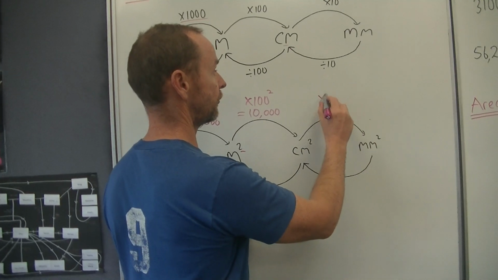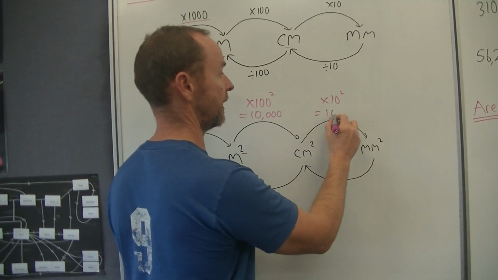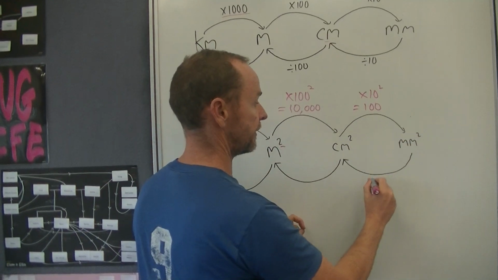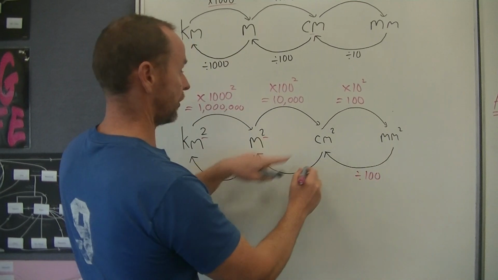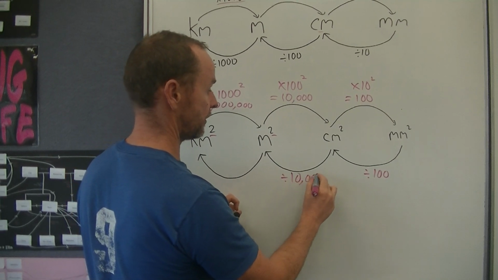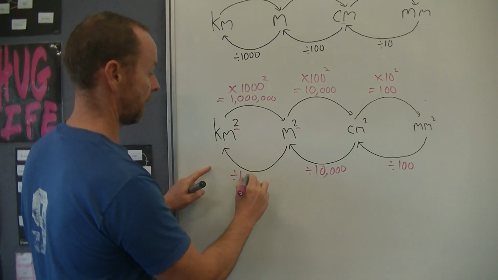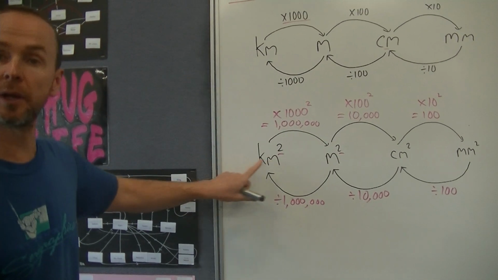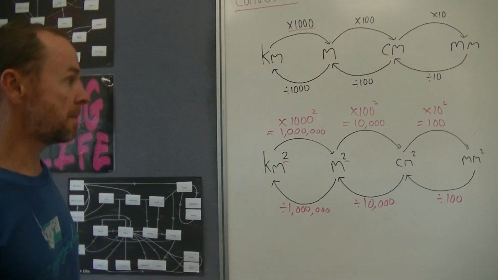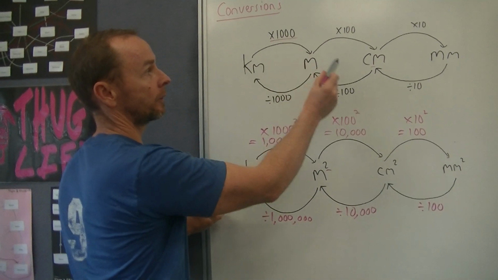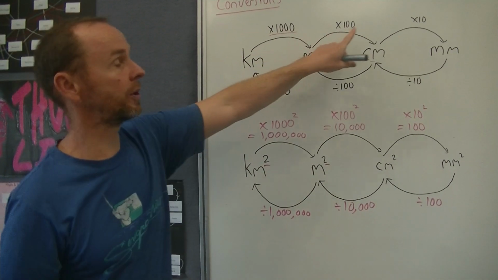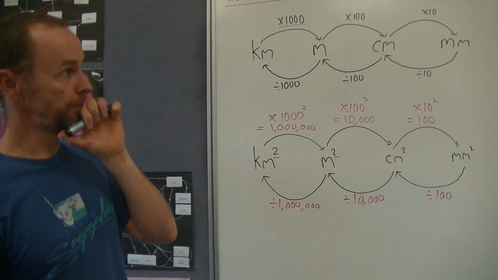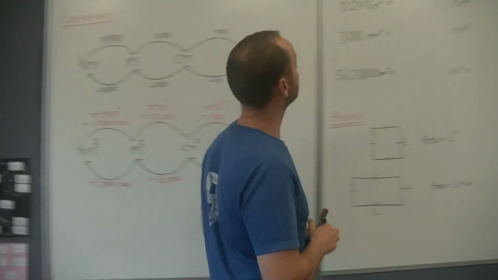And the next one, instead of timesing by 10, we times it by 10 squared, which is 100. So you times it by 100, and you do the opposite the other way. So it's divide by 100, divide by 10,000, and divide by 1 million. Okay, so that is our area conversion chart. So if you can't remember that, go back to the original one. You should be able to remember that and square all the conversions. And then you get our actual conversions for area. Excellent. Let's do some examples of that.